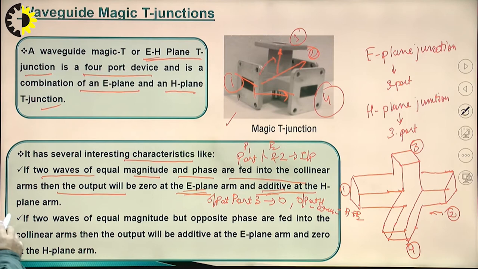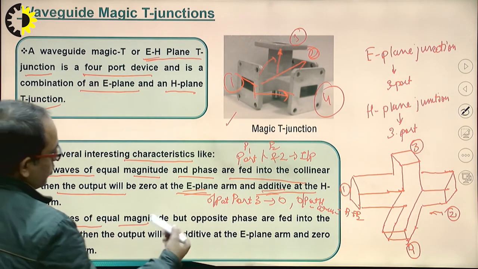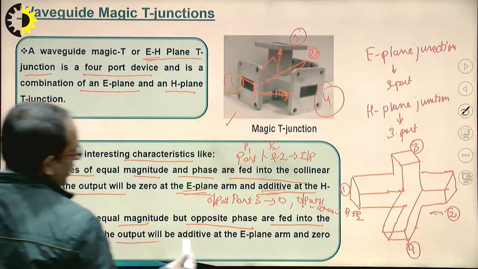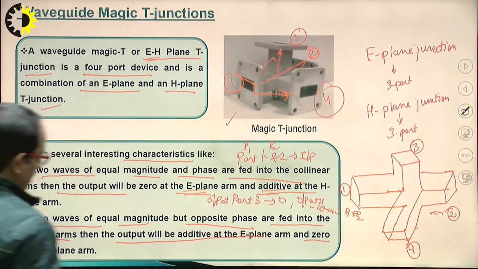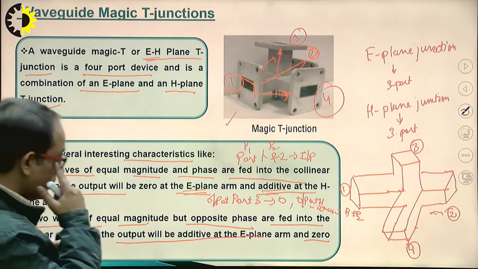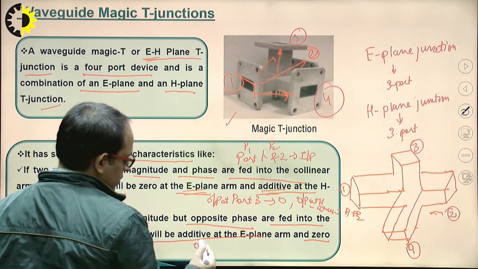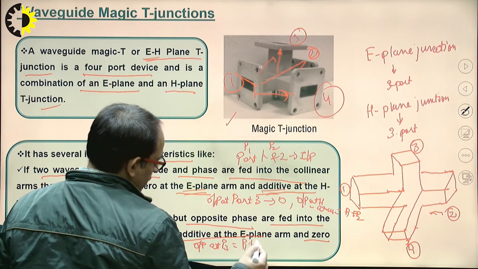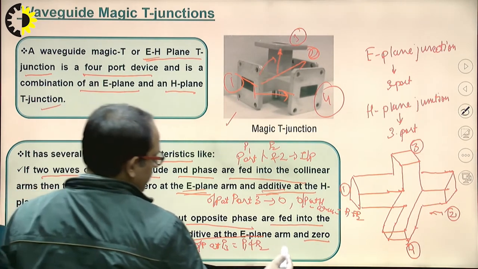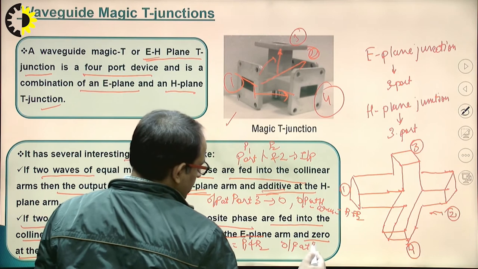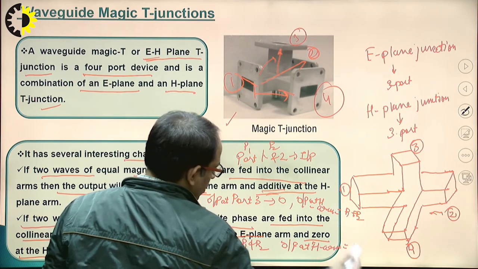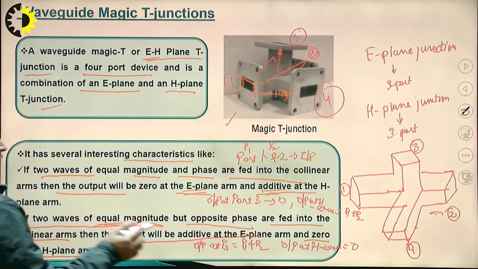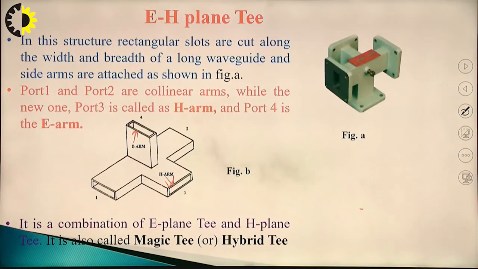Now, the second point is, if two waves of equal magnitude but opposite phase are fed into the collinear arms, then the output will be additive at the E plane and 0 at the H plane. Means the output at P3 will be P1 and P2, and the output at P4, or H arm, will be equal to 0, if P1 and P2 are equal but of opposite phase. Clear?